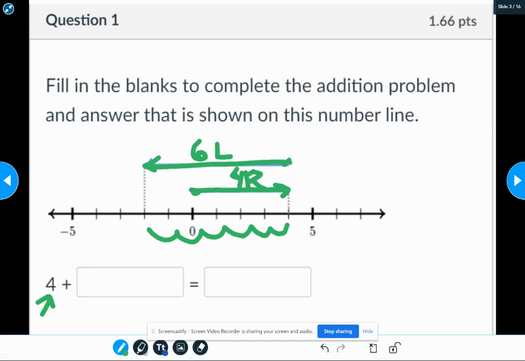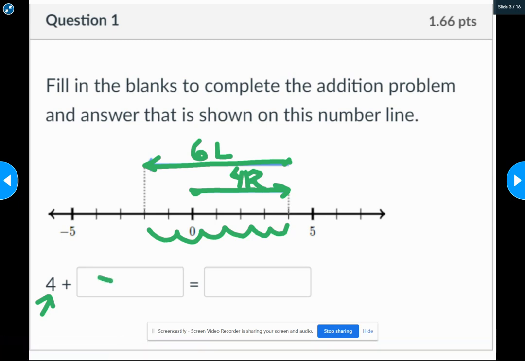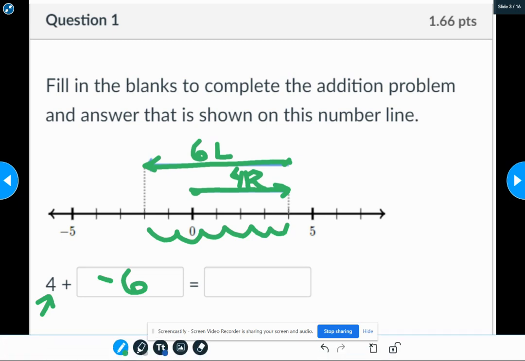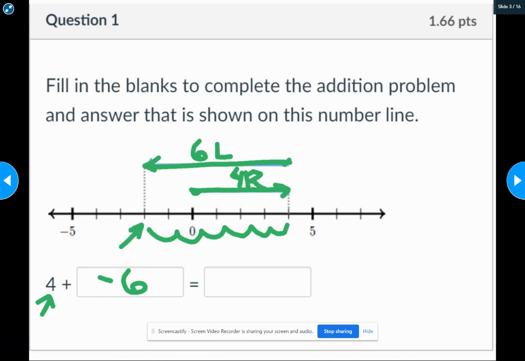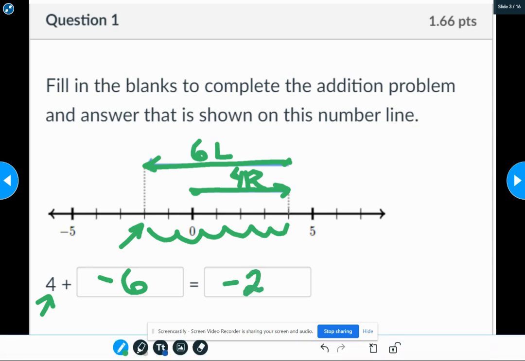So that would be represented by a negative 6. So we have positive 4 plus a negative 6, and then that's going to leave you at, right there, that would be at negative 2. So we have 4 plus negative 6 is equal to negative 2.